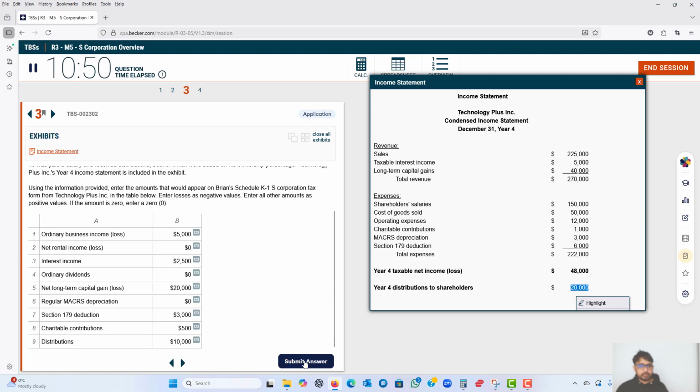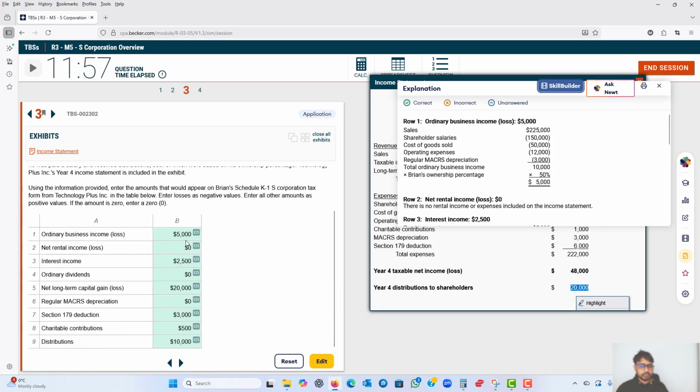So if I hit submit, what will we get? Let's check. Oh, all is correct. So this item will actually reflect in Brian's Schedule K-1 for his S corporation, and it will ultimately reflect in his personal income tax return, and that is the amount that he needs to reflect in his personal income tax return to calculate what amount he actually owes to the IRS.